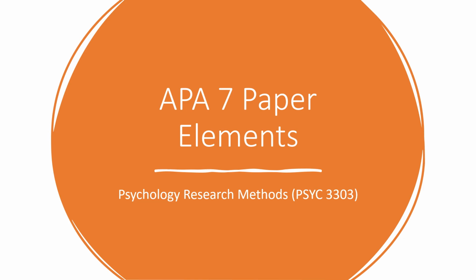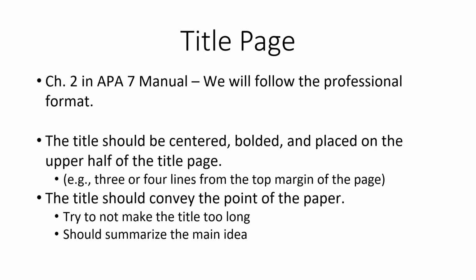Hi everyone, and welcome to the fourth lecture on APA formatting, talking about paper elements. Just as a quick note, all of this information can be found in Chapter 2 of the APA 7 manual. The manual offers two paper versions, and in this class, we will be following the professional format.